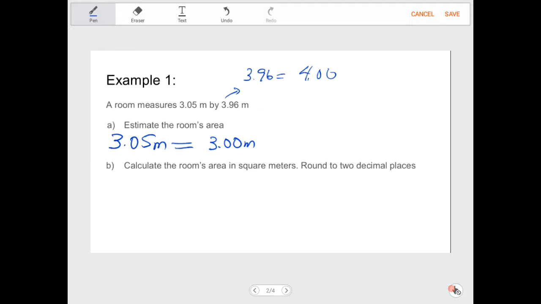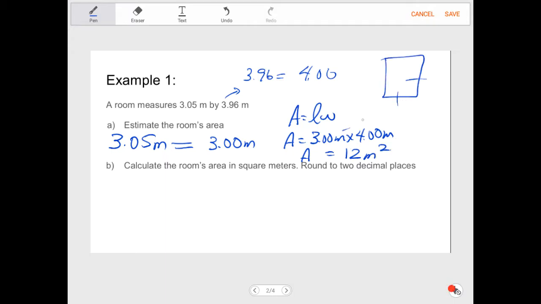So if you wanted to find the area of this room by estimating, you go area equals length times width, and you would use the estimation. So 3.00 meters times 4.00 meters. In this case, the area with estimation is a perfect 12 meters, and it has to be squared because remember, area is measured in 2 dimensions. There's a meter there, so we need to have 2 meters. Now, I'm not saying that the area is perfectly 12 meters. I'm just saying it's a close answer. It's an approximation that we know we're pretty close to.